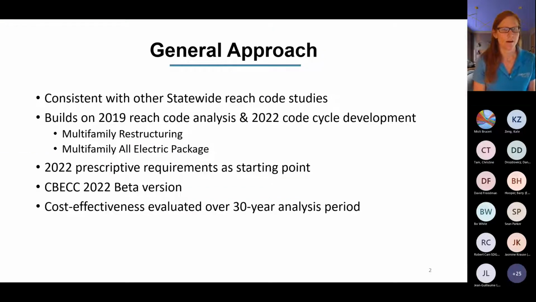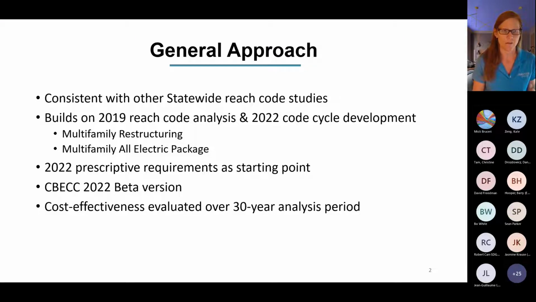So for those of you that are familiar with our other statewide REACH code studies, we generally are following a pretty consistent approach. For this analysis, it builds on the 2019 multifamily REACH code work, and also a lot of development that went on in the 2022 code cycle. There was the restructuring of all multifamily buildings, alignment across all multifamily building types, and we'll cover that a little bit later on. And then the multifamily all-electric case analysis, which looked at space heating and water heating electrification for the state code. The new 2022 prescriptive Title 24 code requirements are our starting point.